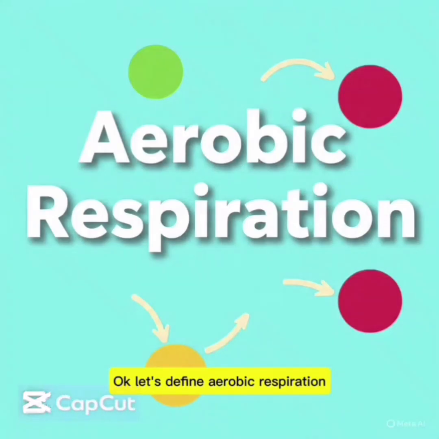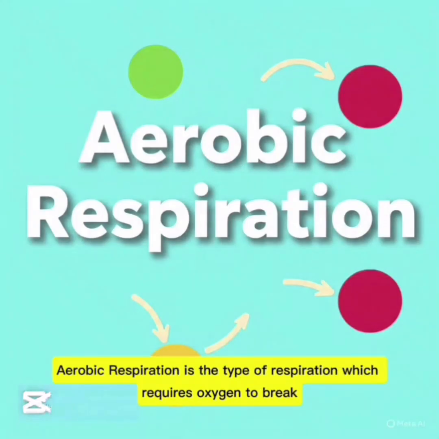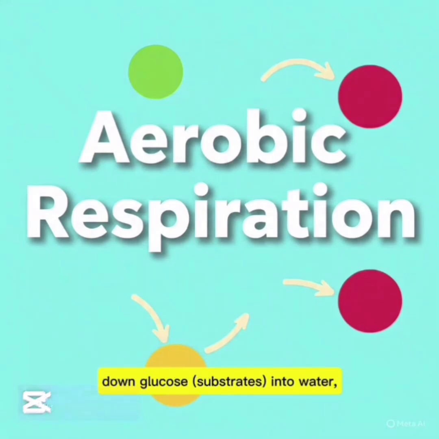Okay, let's define aerobic respiration. Aerobic respiration is the type of respiration which requires oxygen to break down glucose, substrates, into water, carbon dioxide, and energy. I repeat, aerobic respiration is the type of respiration which requires oxygen to break down glucose into water, carbon dioxide, and energy.